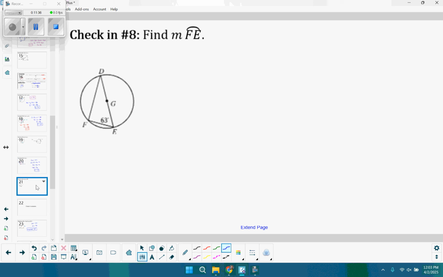So the final problem is here. You're looking for arc FE. Answers are posted on Google Classroom. And that is the end of section 10.4.